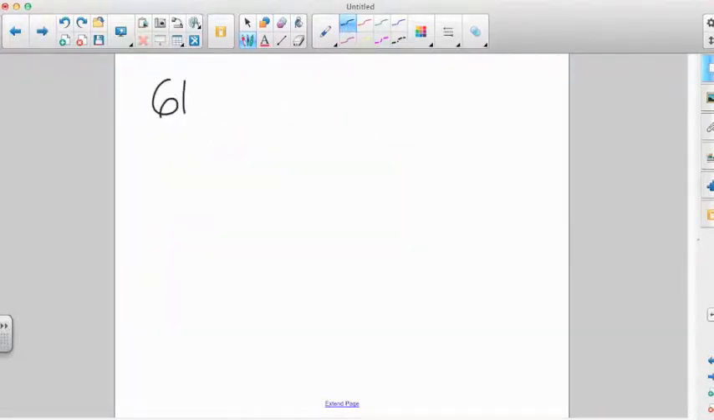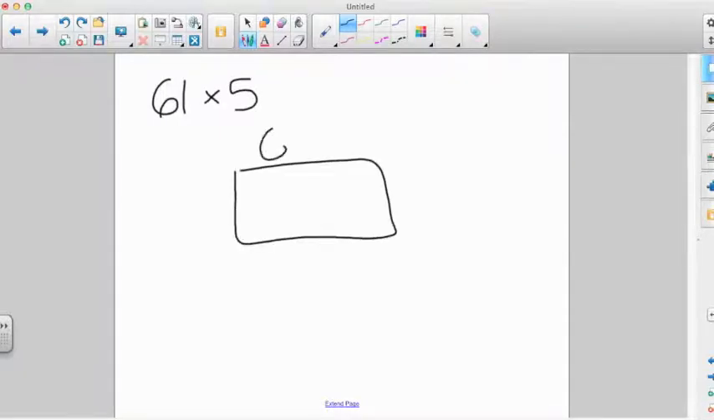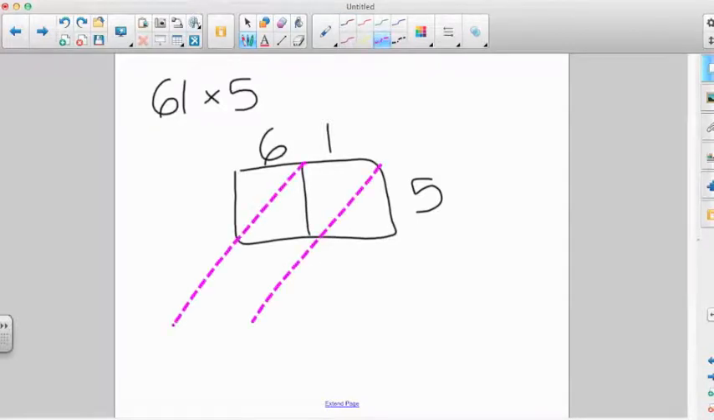Let's take a look at another math problem. For instance, 61 times 5. Again, we create a cell, we write 61 at the top, and 5 on the side. We'll go ahead and split our cell in half because 61 is a 2-digit number. We draw dotted diagonal lines to create our place values, right?